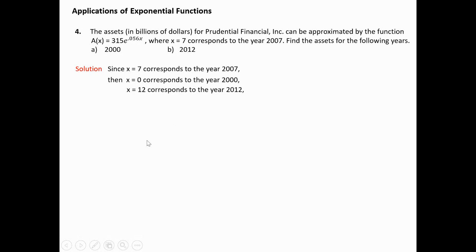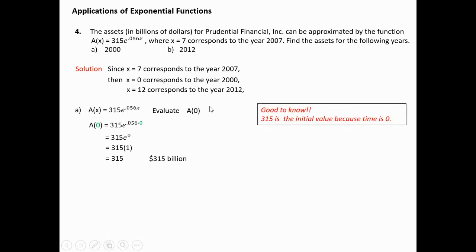To evaluate A at 2000, I'm going to plug in 0 for the x. We're going to evaluate A of 0. So this becomes 315 e to the 0 power. Anything to the 0 power is 1. So the answer will be 315, but it's in billions of dollars. So it's 315 billion.